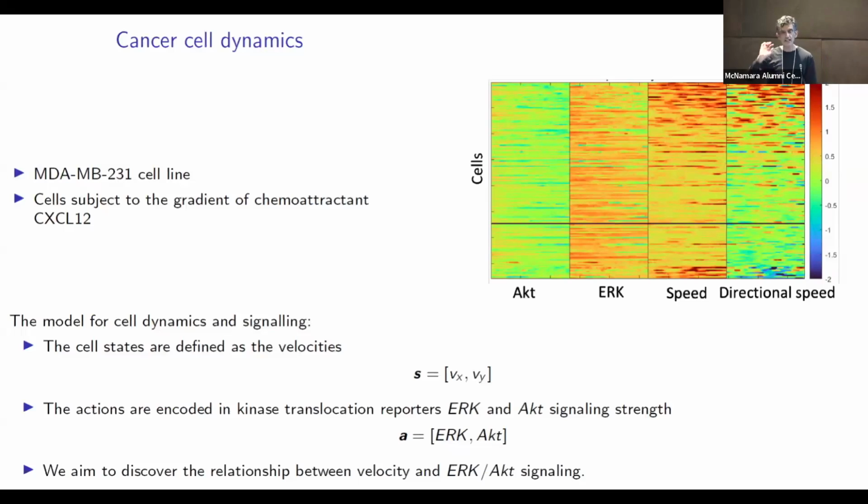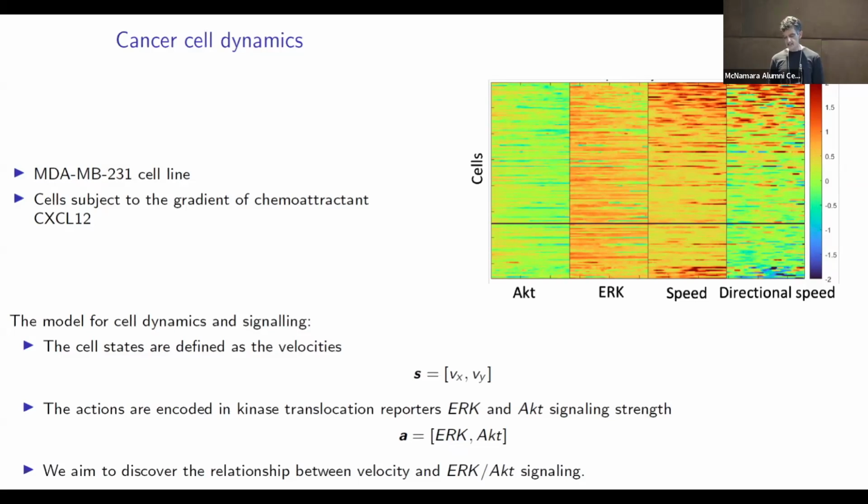AKT and ERK are what are called kinase translocation reporters. They are kinases, enzymes which have an important role in cell signaling and migration and so on. What you will see is that if you look at one of these kinases, ERK, it seems to be highly correlated with the speed here. You see the similar kind of colors and so forth. AKT, which is another kinase, seems to be less related. So we're trying to ask, what is the relation between these?